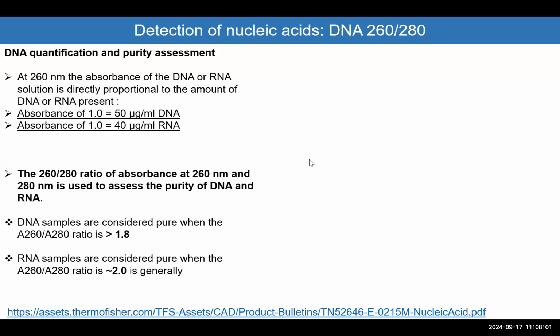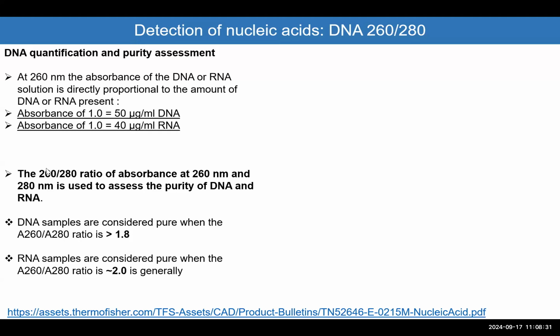Now, I don't remember how exactly this is calculated, but an absorbance of one means you have 15 micrograms per ml of DNA. That's because it's double-stranded, whereas an absorbance of one would mean you have 40 micrograms per ml of RNA. So this is how the measurement units are. The more absorbance, the more the concentration.